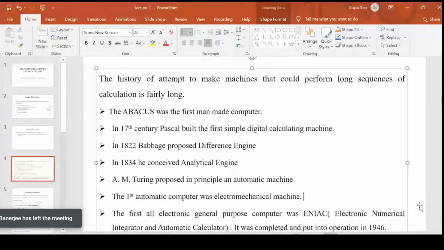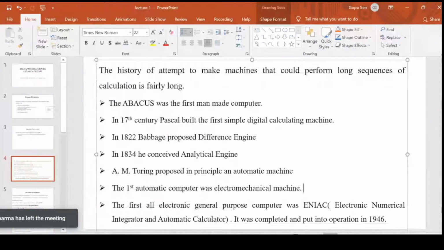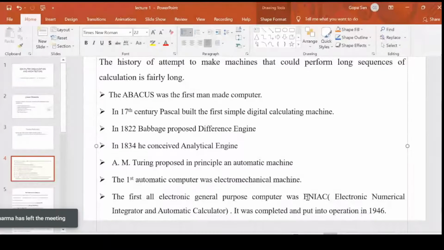Next, the first all-electronic machine which was developed is known as ENIAC. You already know the name. ENIAC stands for Electronic Numerical Integrator and Automatic Calculator. It was completed and put into operation in 1946. It was designed in the USA, and the size of the machine was like a hall. It was put into a hall. You have come to the department on the first floor, the class, Jain Var Auditorium. The size of the machine was like that. It was huge in size.